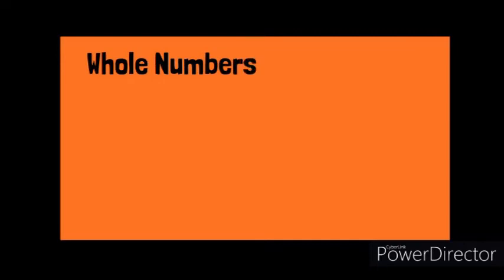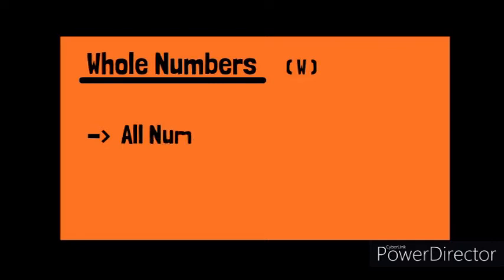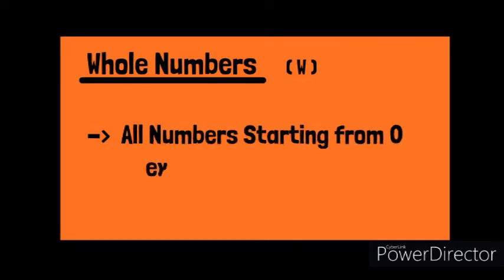Whole numbers. The abbreviation for whole numbers is a capital W. Whole numbers are basically natural numbers and 0. So for example, 0, 1, 2, 3, 4, 5, 6, 7, and so on.